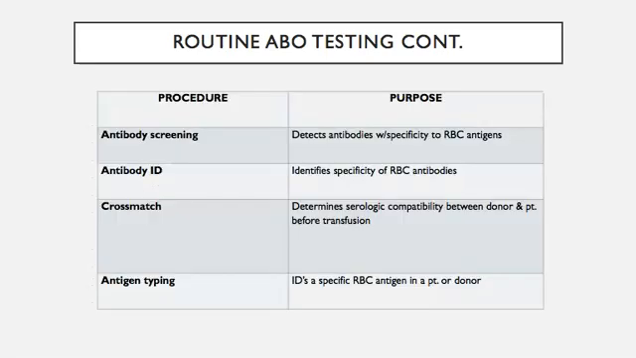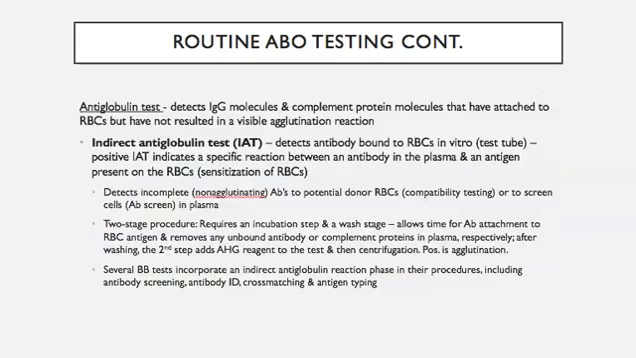For antibody screening, the purpose again is to detect antibodies with specificity to red cell antigens. Antibody identification, or antibody ID, identifies the specificity of our red cell antibodies. The screening process determines if the patient has antibodies. The antibody ID determines the specificity of those antibodies. The cross-match is used to determine compatibility between donor red cells and the patient before transfusion. And then antigen typing identifies a specific red cell antigen either in a patient or a donor.